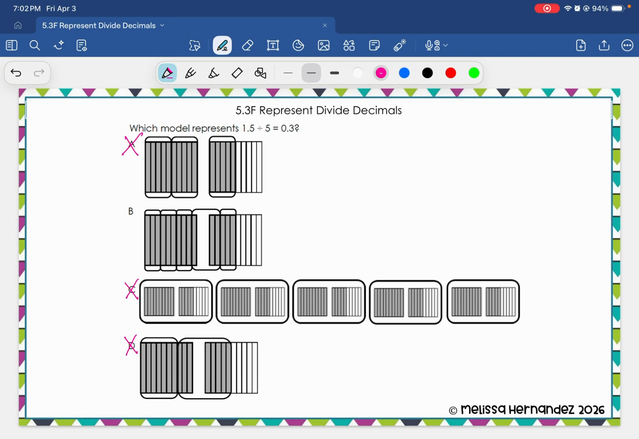I don't want to just tell you how to get the answer. I want to also explain it. So if you notice, there's 1, 2, 3, 4, 5 groups. And in each group, there's 3 out of 10, which is 3/10ths. So we're good to go, to verify or prove that B is the correct answer.